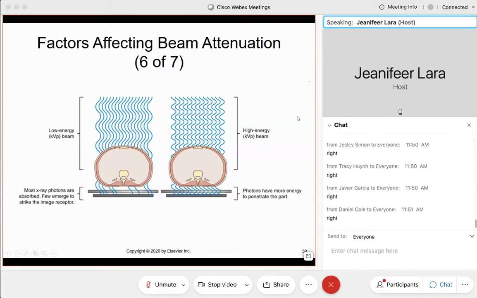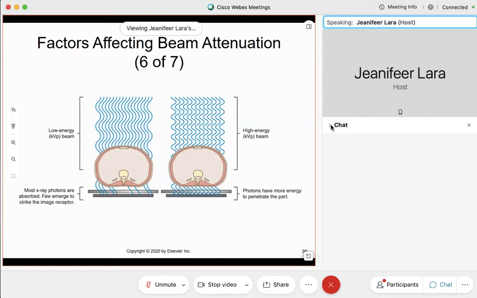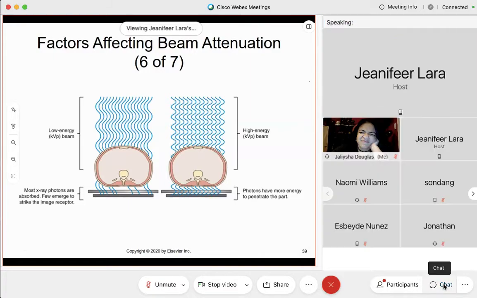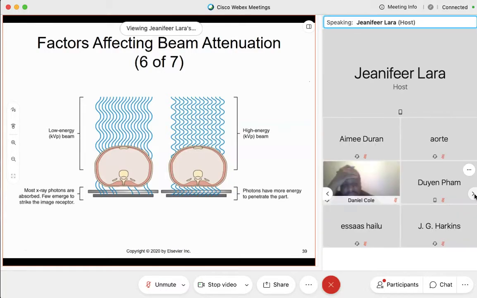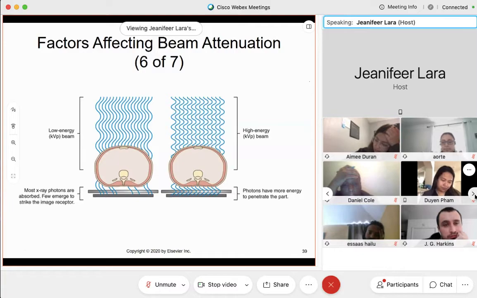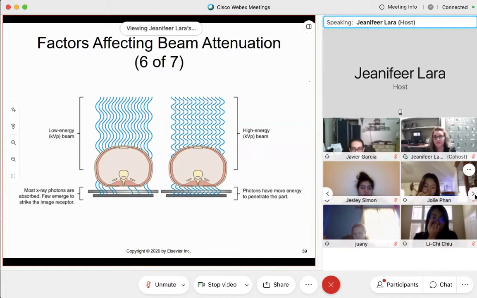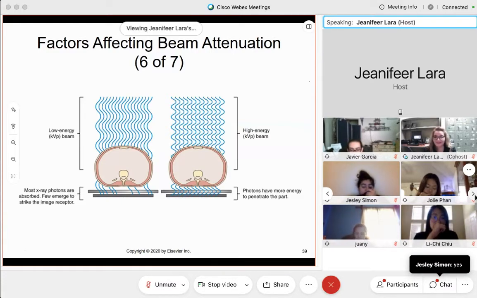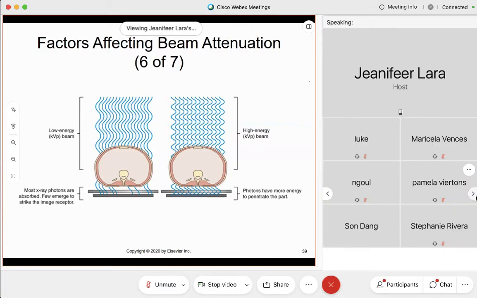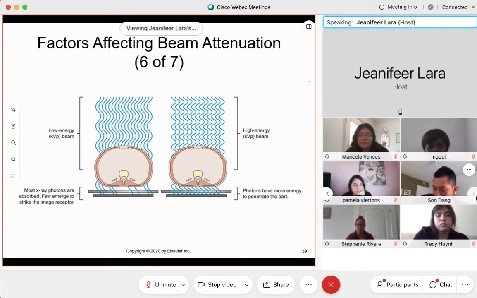Uh-oh, what did I say? Did I speak in riddles? Can you speak again? If I increase the energy of my beam, will I lower beam attenuation? No? Yes. Absolutely, yes. What is the opposite of beam attenuation doing?